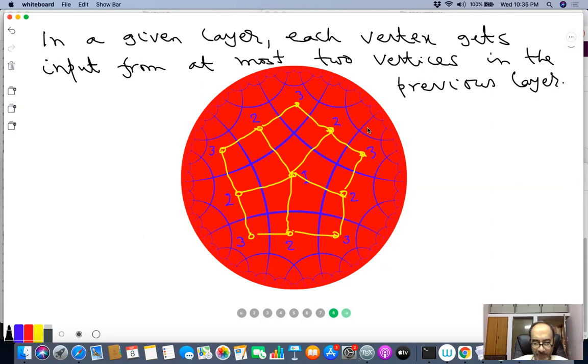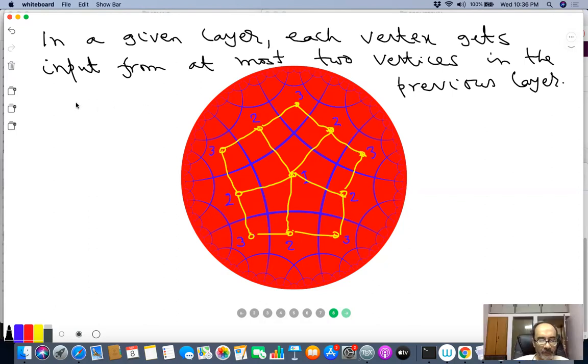Okay, this is general property, but you can see here, for example, take 2, right? 2 gets input from 1 only, right? So only one vertex on the previous layer, right? Each of these 2s get input from 1. These 3s get input from 2 from the previous layer, right? No input from 1. Okay. 2 links connect to 3. And similarly for this and this and this.